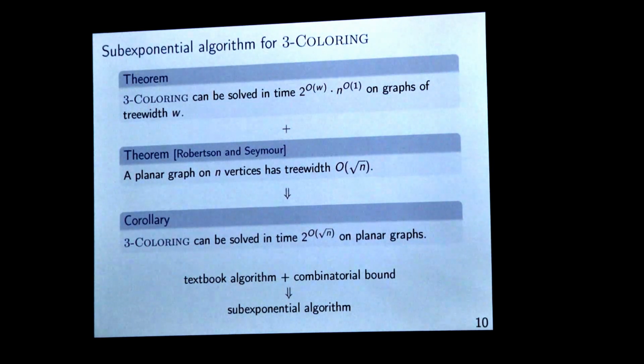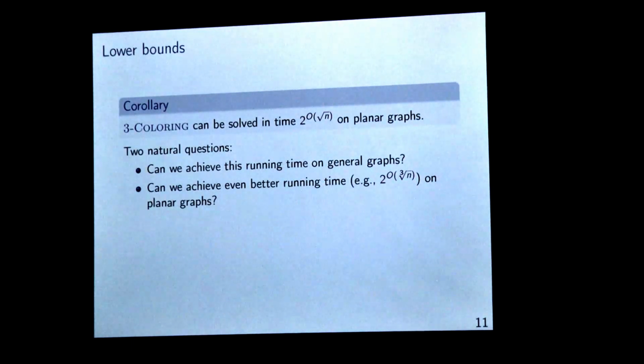Now what I would like to tell you, so two natural questions. Can we achieve this running time on general graphs?